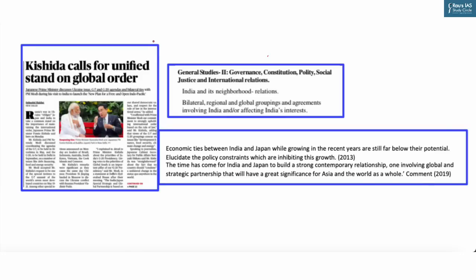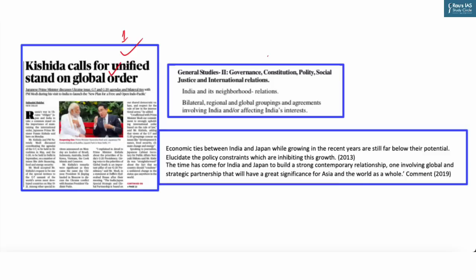Now, our next discussion is based on this article which appeared on page 1 in The Hindu newspaper. The context of this article is that recently Prime Minister Narendra Modi and his Japanese counterpart Fumio Kishida vowed to expand the India-Japan Global Strategic Partnership, holding that it is important for a peaceful, stable and prosperous Indo-Pacific besides benefiting the two countries in diverse areas.